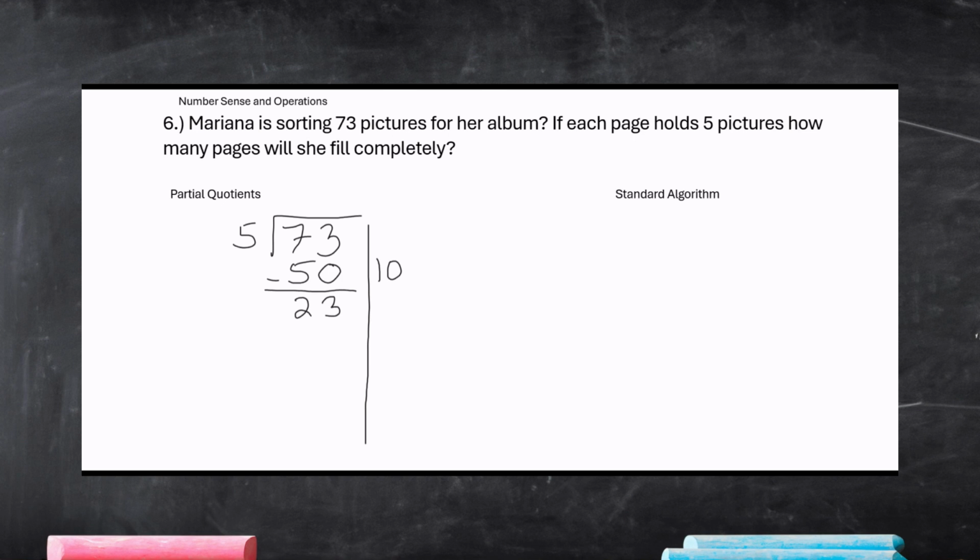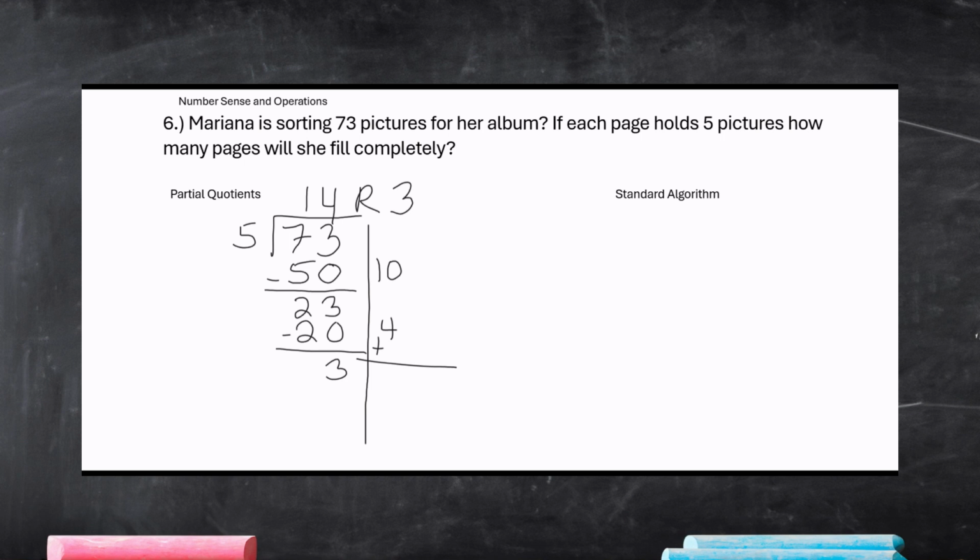At this point, it's pretty basic math. You can get 4 more 5s out of 23. So we put a 4 on the memory bar. We do our subtraction and we're left with a remainder of 3. I'm going to show you how this problem looks the standard algorithm way so you can see the comparison of the two.